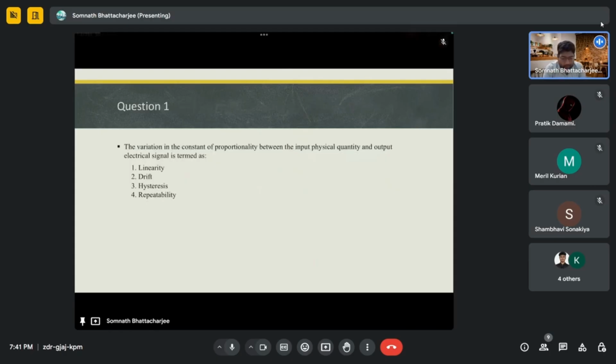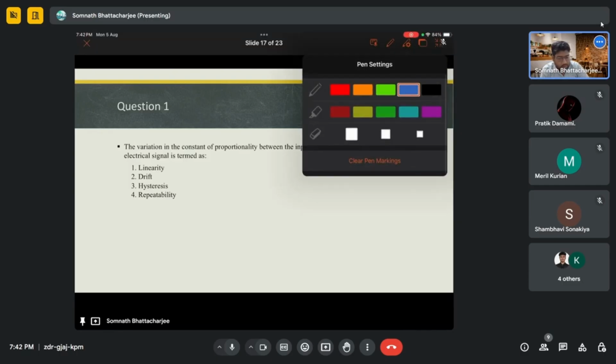So let's move on to some questions. Based on the details I have already told and also from the lectures, what should be the answer to this? The variation in the constant of proportionality between input physical quantity and output electrical signal. What is the term? Oh, sorry, I may have missed the term. Just wait a second.